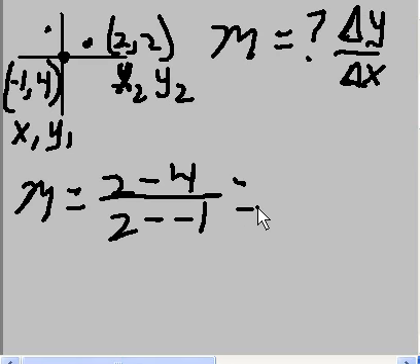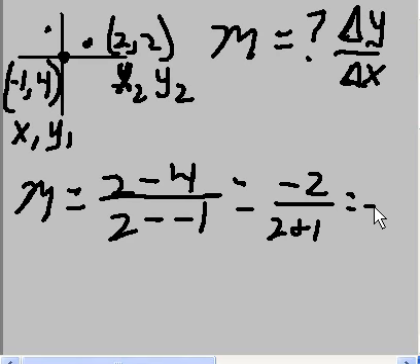So that gives me what? 2 and a minus 4 gives me -2. And 2 minus minus 1 gives me 2 plus 1. So this is a negative going slope. It's -2 over 3. That's a -2 over 3. I drew that a little bit higher.